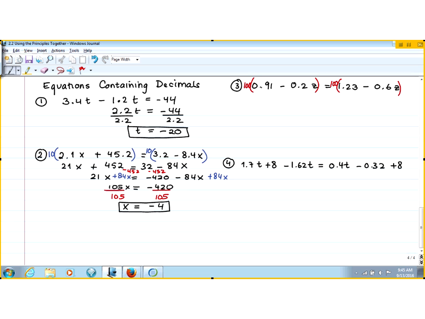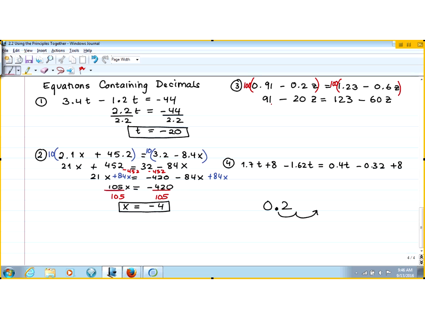All right. So, what is 100 times 0.91? 91 minus, what about these? 0.2 times 100. What is 0.2 times 100? So what do you do when you multiply by 100? You move the decimal how many places? 2. Yes. So you see, when the decimal moves here, then I have a 0. So you have 20. Minus 20z. What about 1.23? 123. And the last one, 60z. All right.